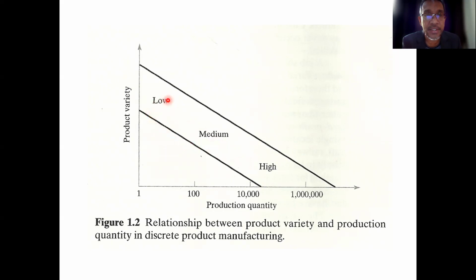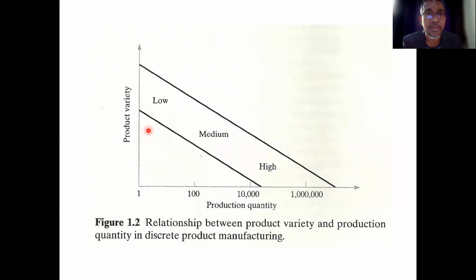So as we can see here, the highest variation of the product, the lowest quantity that can be produced. So this one we call low production. And you can see in the middle, 100 to 10,000 units per year. You can see the medium production.